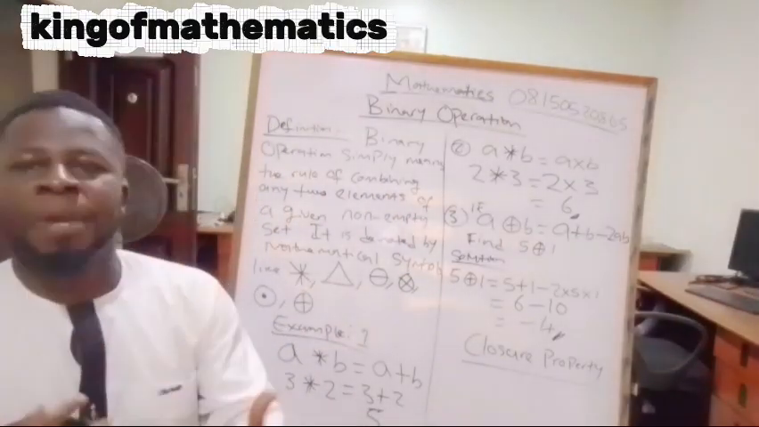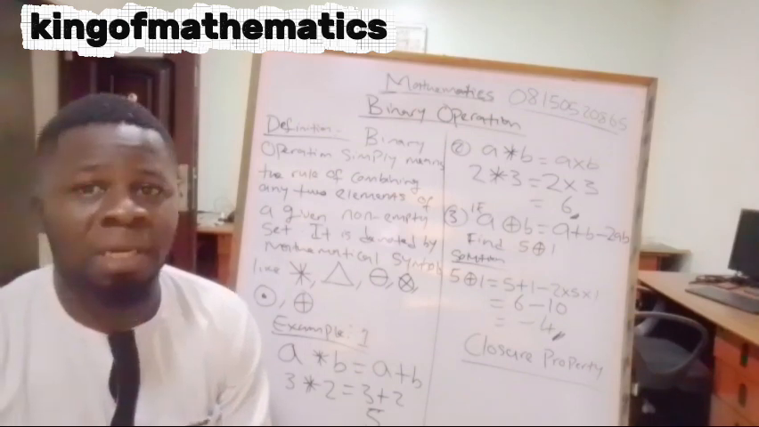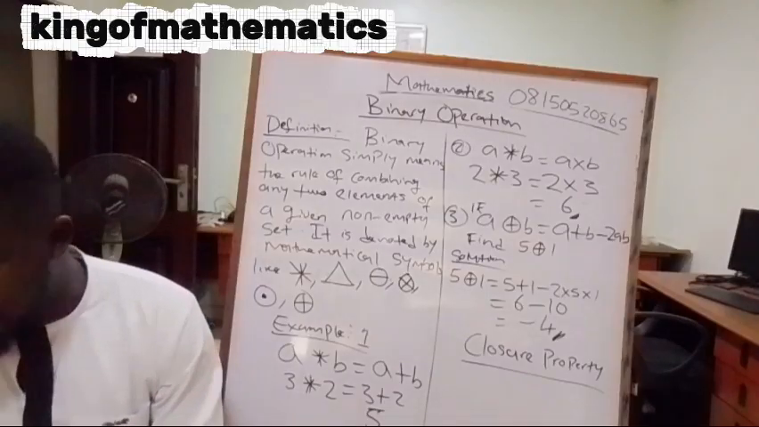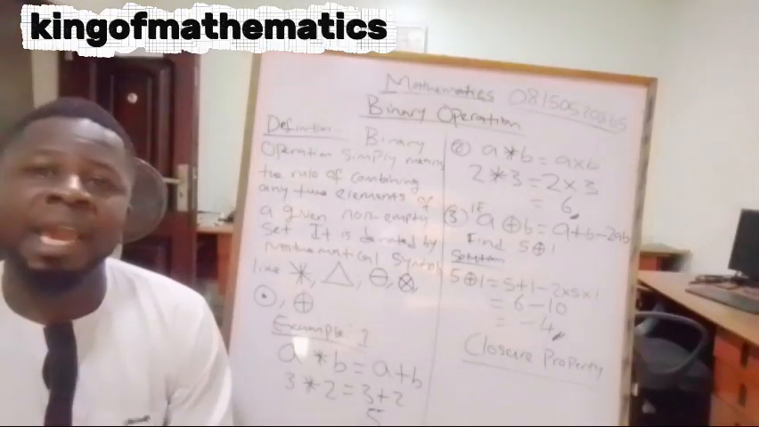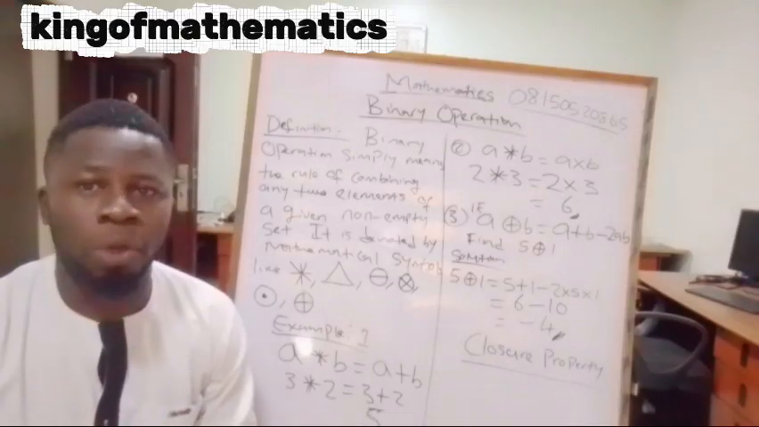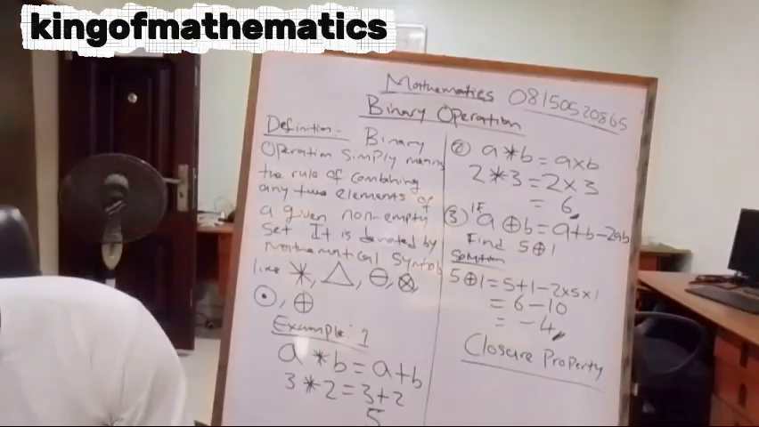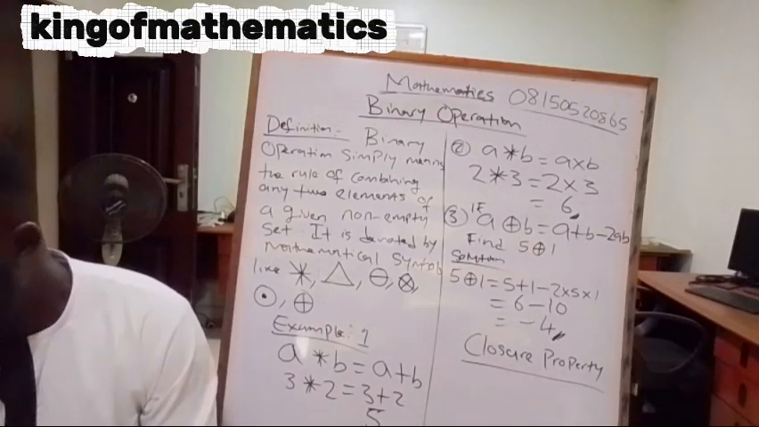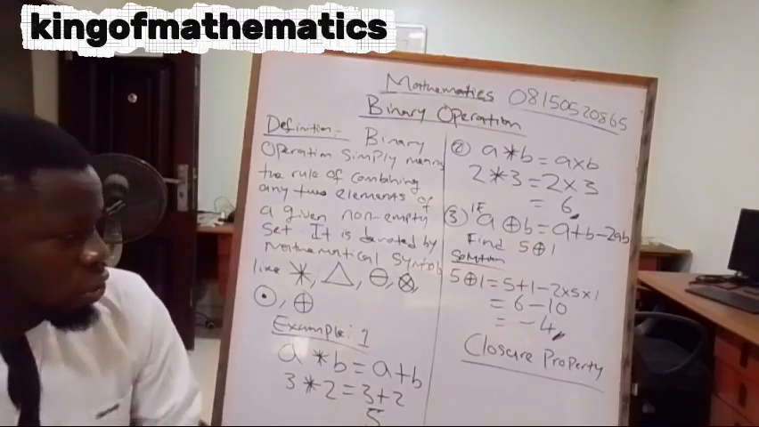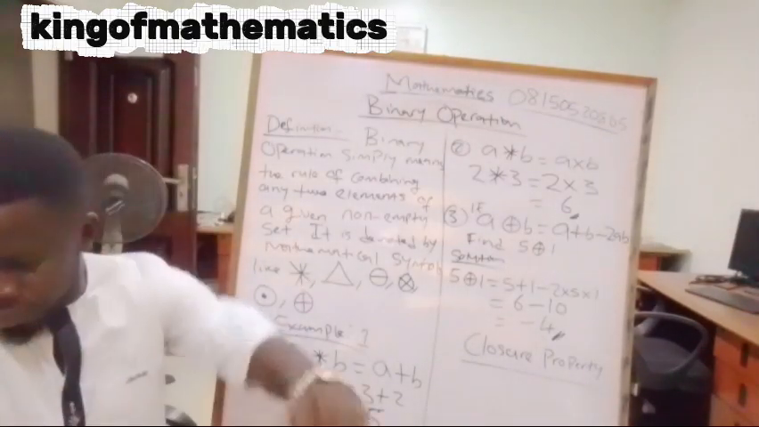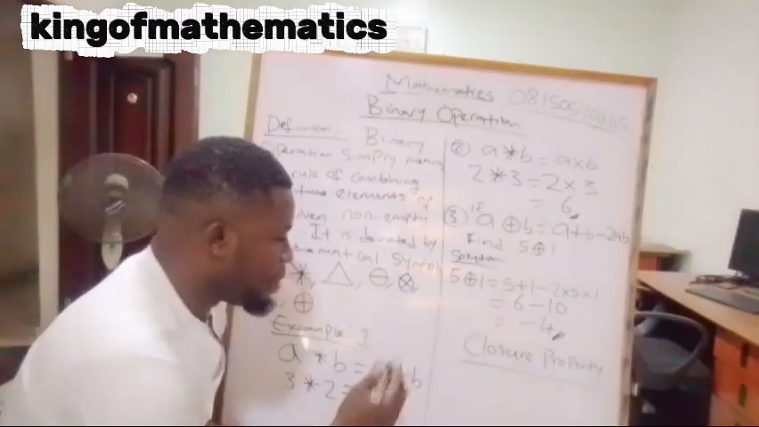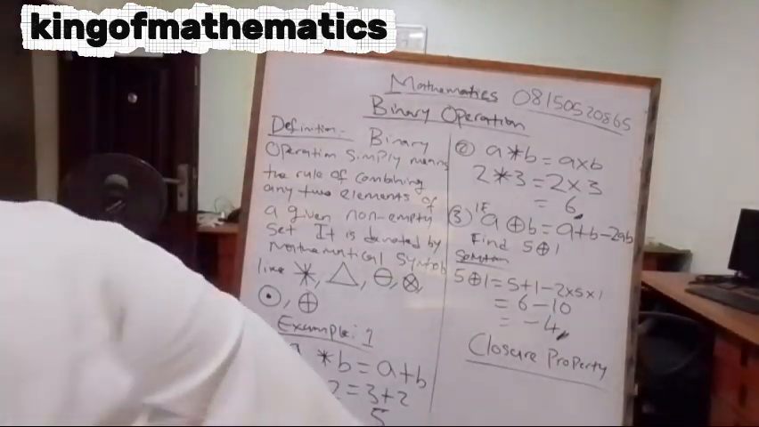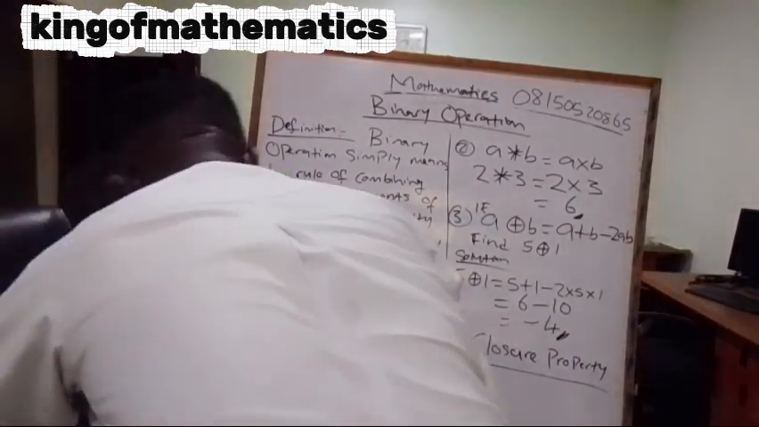If you've been attempting some past questions, you will have seen a situation whereby they will ask you that A is being operated on B, and is A operation B closed or not? How will you know whether it is closed or not? This is how you will know. Let me write a short note here. Permit me to stand up and write this for you.